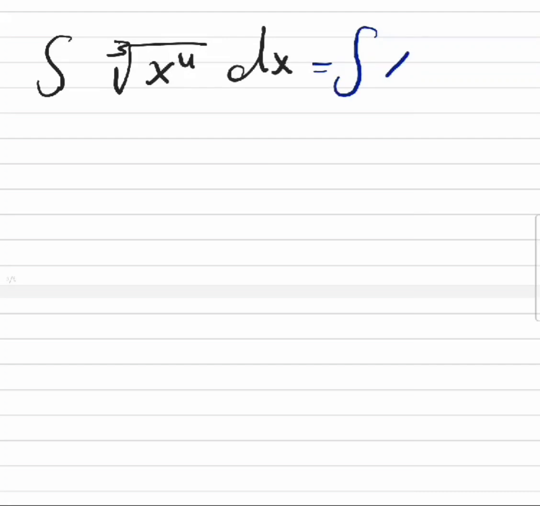This is another one that you can try. What is the antiderivative of the cube root of x to the 4th? So go ahead and pause the video and work on this example. Now the first thing that we need to do is rewrite it. You can rewrite it as x to the 4/3. Now 4/3 plus 1 is the same as 4/3 plus 3/3, which is 7/3.